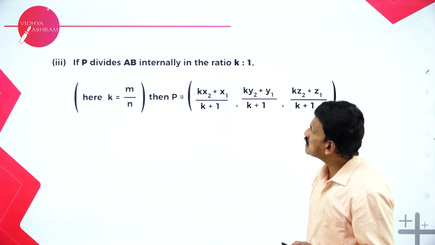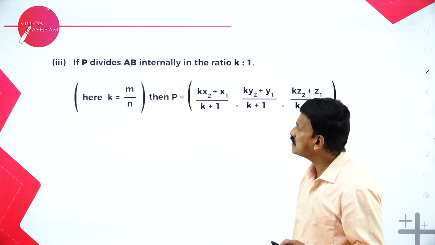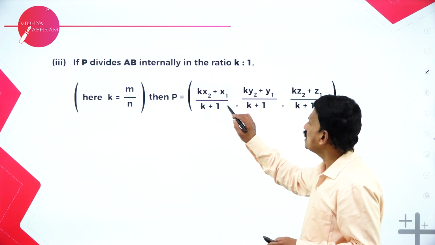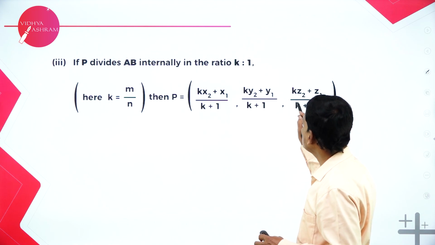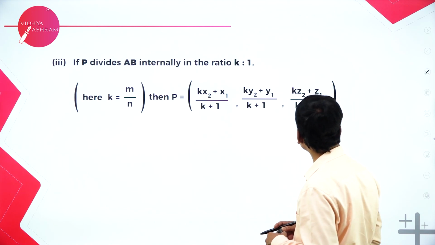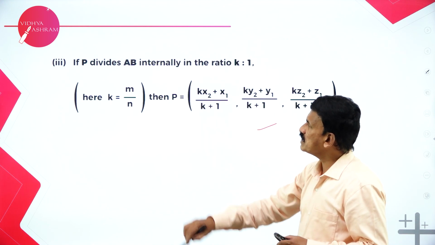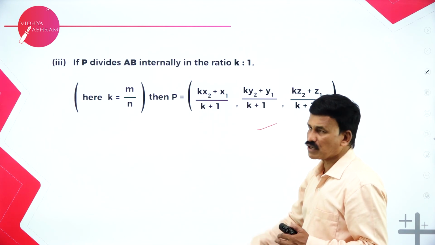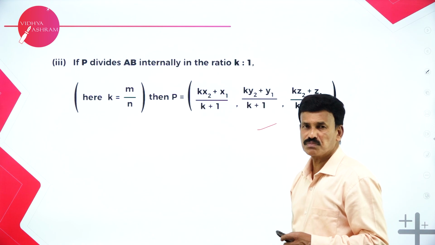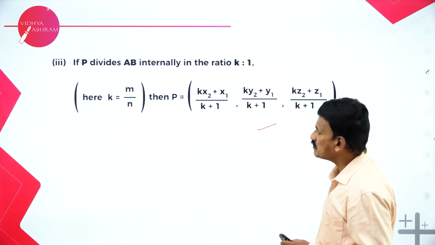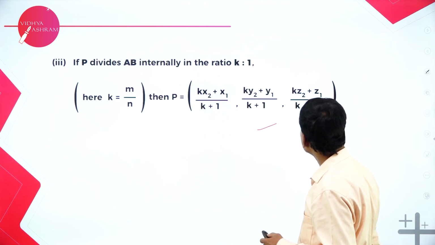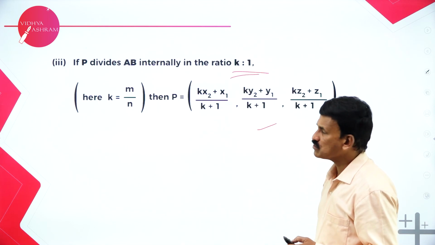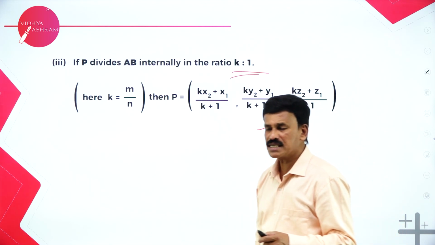Now, suppose P divides AB externally in the ratio k is to 1, where k is equal to m by n. Then the coordinates of P are given by (kx2 - x1)/(k - 1), (ky2 - y1)/(k - 1) and (kz2 - z1)/(k - 1). If P divides AB internally in the ratio k is to 1, then the coordinates of P are (kx2 + x1)/(k + 1), (ky2 + y1)/(k + 1) and (kz2 + z1)/(k + 1), right? Because the ratio m is to n is equal to k is to 1.